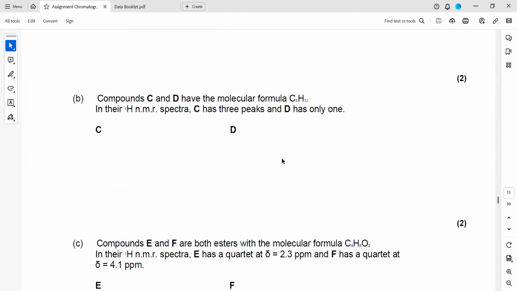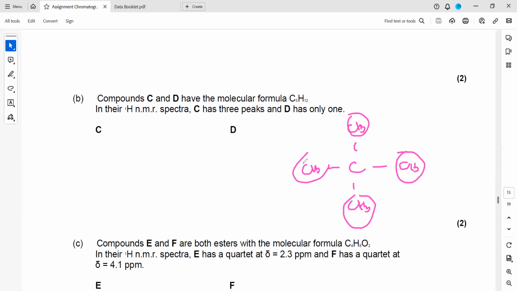Compounds C and D have the same molecular formula. In their NMR spectra, C has three peaks and D has only one peak. So we want to draw three peaks, meaning three different hydrogen environments, and one peak means only one hydrogen environment. We have five carbons. If I need one hydrogen environment, it will be all CH3 attached to carbon. This is a very easy one, all identical hydrogen environments.